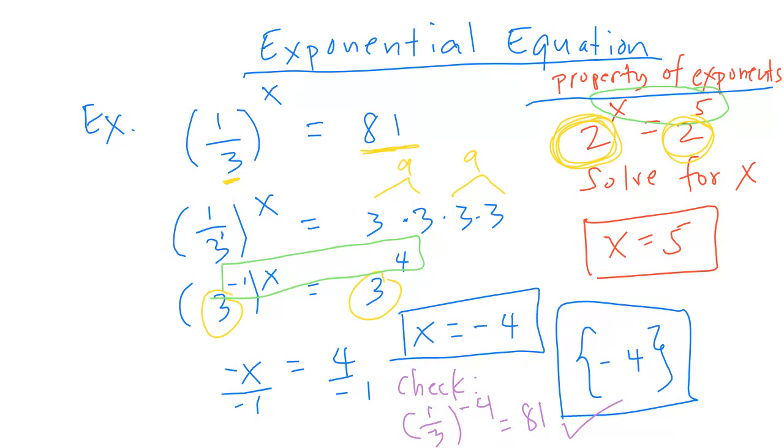Okay, next example. So next example, still solving for x. Solve for x. And our exponential equation here is 2 power of x plus 4 equals 8 power of x minus 6.